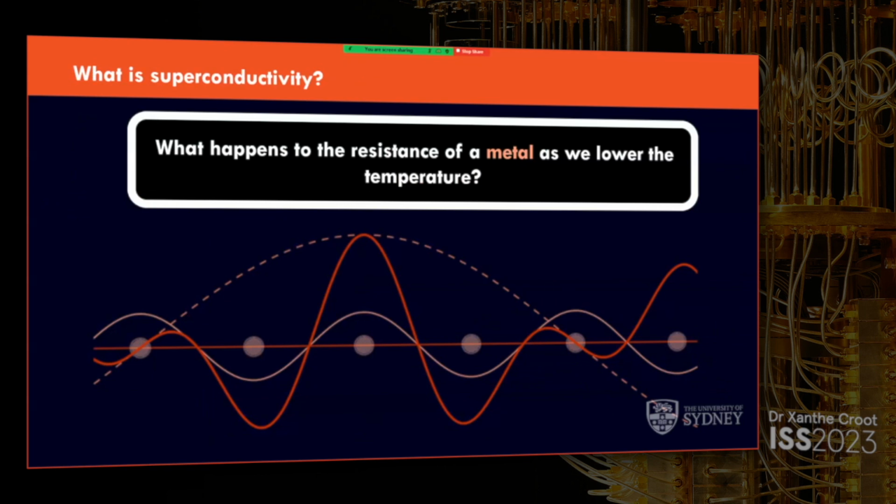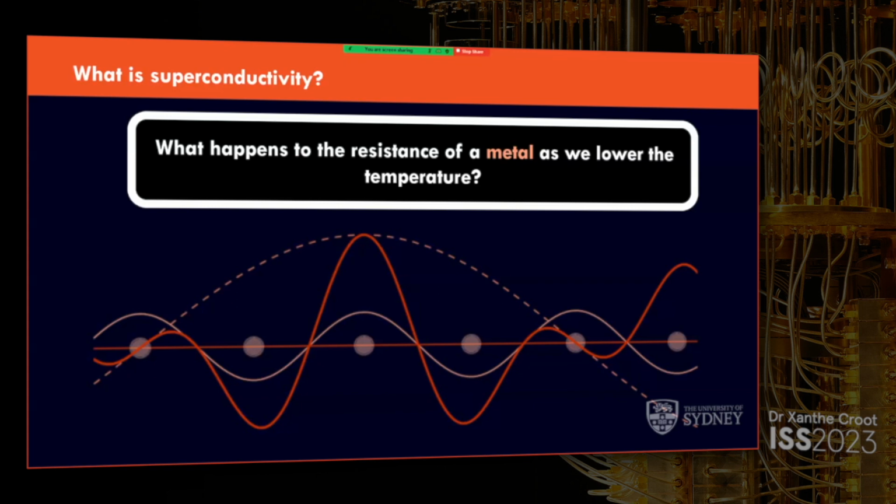So here's a question for you. And this is another question that you study in detail in a third-year condensed matter course. What happens to the resistance of a metal as we lower the temperature of that metal? Okay, who thinks the resistance is going to stay the same? Who thinks the resistance is going to go up? And who thinks the resistance is going to go down? Excellent. For the people who thought it was going to go up, why do you think it will go up?